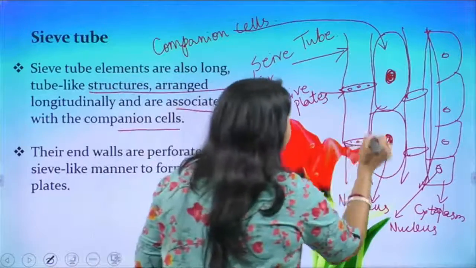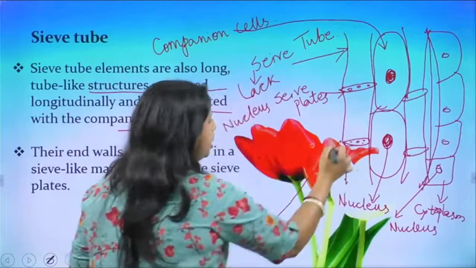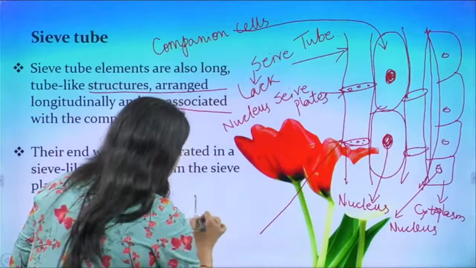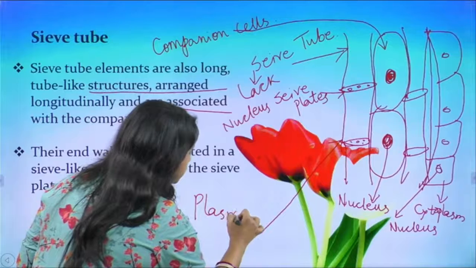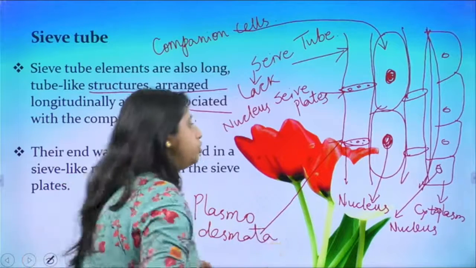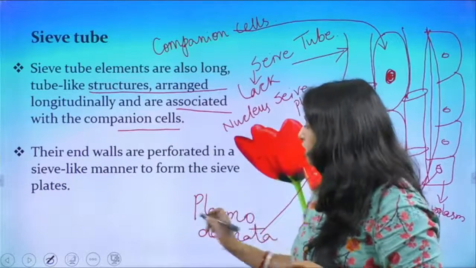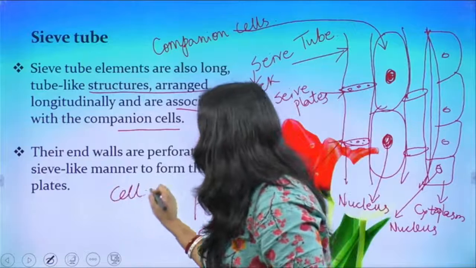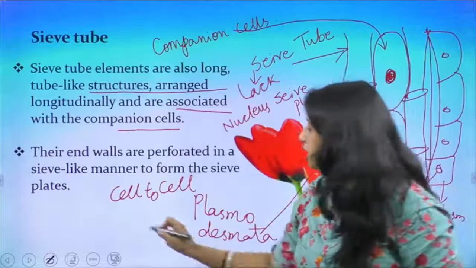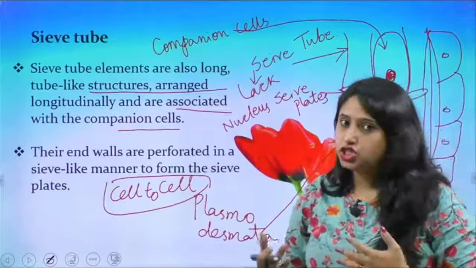How are these cells connected to one another? They are connected with the help of your plasmodesmata. So what is this plasmodesmata? Already I have said that this helps in the connection of cell to cell. They connect one cell to another cell. Okay, so plasmodesmata is basically a junction for connecting.